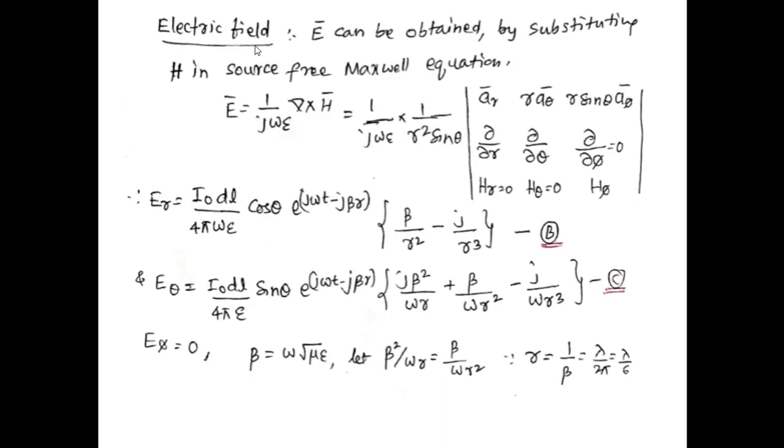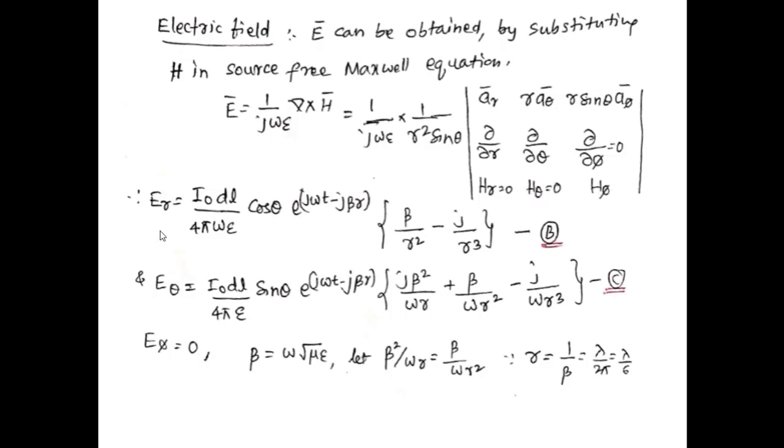Similarly, the electric field can be calculated by substituting H in the source free Maxwell equation. E bar is equal to 1 by jωε curl of H bar, is equal to 1 by jωε into 1 by r² sin θ. In the matrix, first row we get A_r bar, r A_θ bar, r sin θ A_φ bar. Second row, partial derivatives ∂/∂r, ∂/∂θ, ∂/∂φ, which is equal to 0. And also H_r is equal to 0, H_θ is equal to 0, we have only the H_φ component.